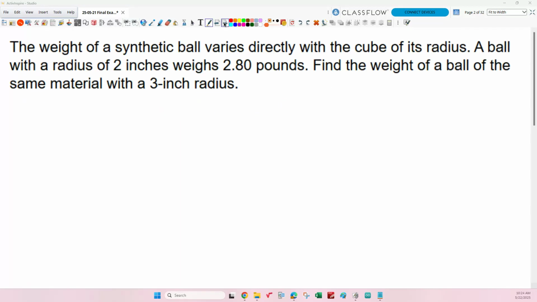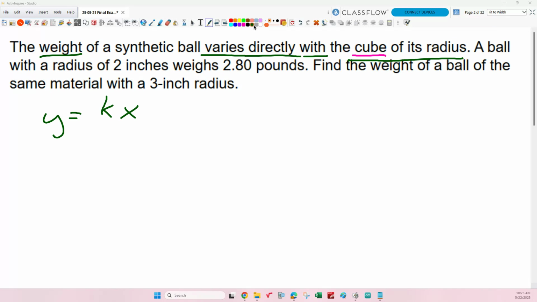Okay, here's another one. There's just an example of one of the possible problems you could have gotten on the test. What a lot of people did incorrectly on this one is, here was the mistake. Can you tell me what the mistake was? Cube, yeah. Right, so if a synthetic ball's weight varies directly with the cube of its radius, what does that make our variation equation then? Y equals k times x, or whatever you want to call it.